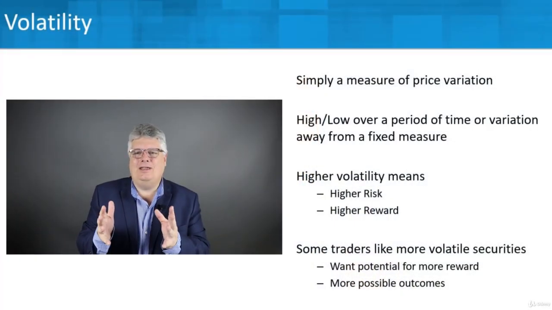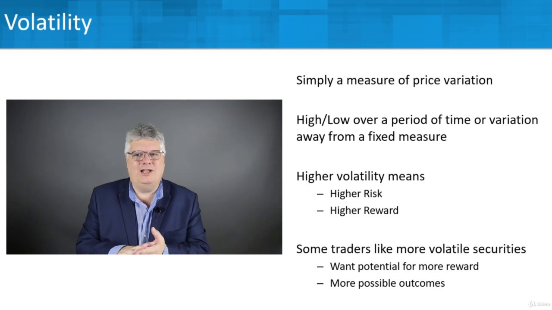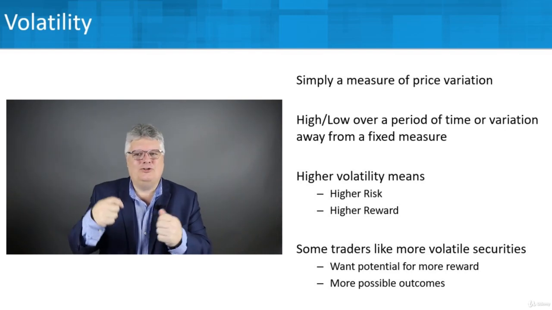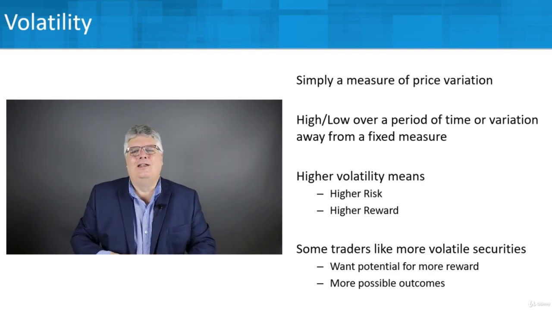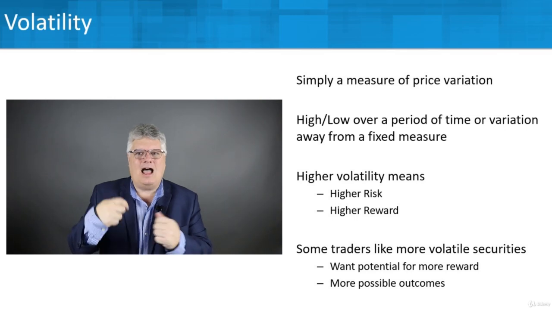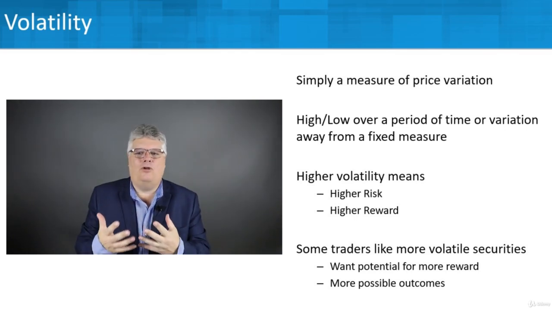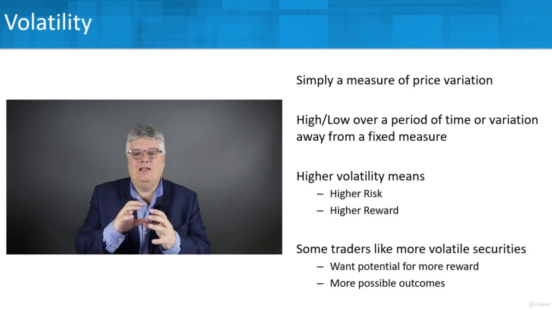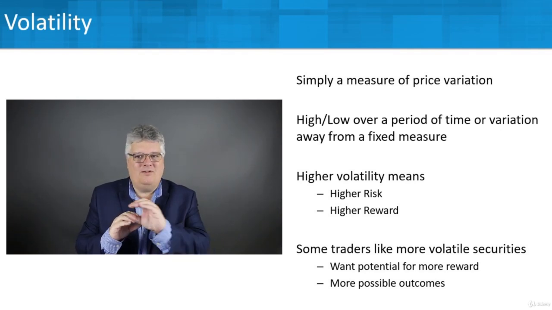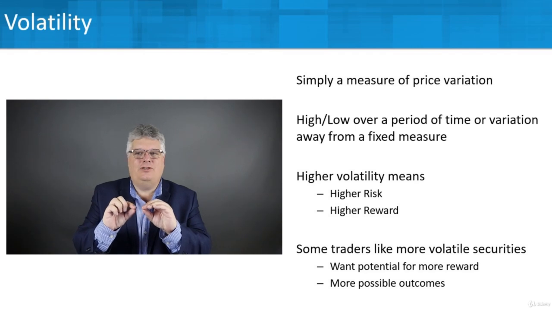Well, it's simply a measure of price variation. Highs and lows, prices are going up and down all day long. And all volatility does is measure how much that's happening and how fast it might be happening. So the high and low over a period of time, or the variation from a fixed measure, gives you a feel for volatility. So this is my fixed measure, and I have a security that just trades a little bit above and a little below that fixed measure.